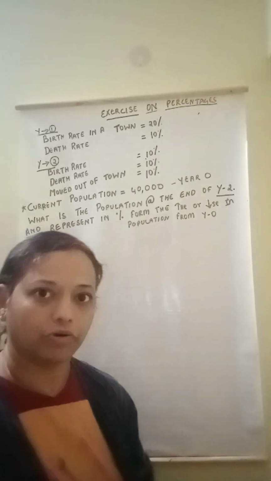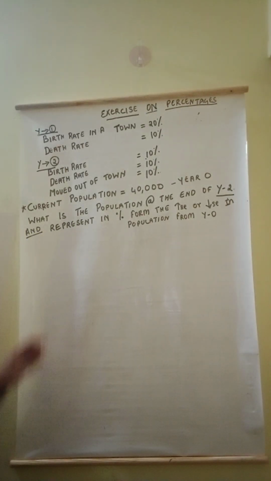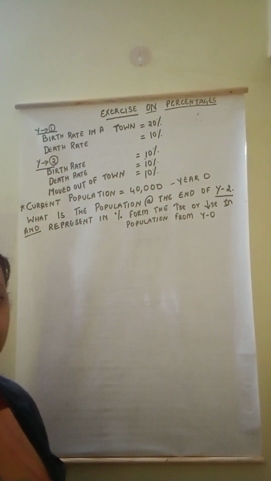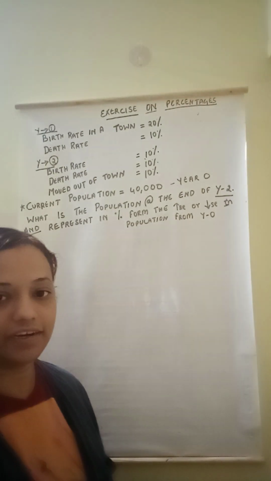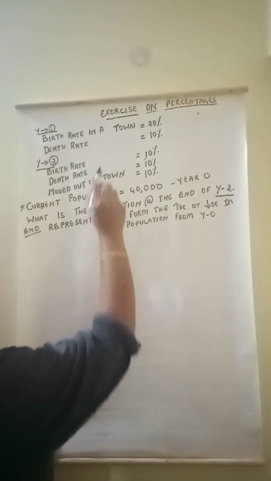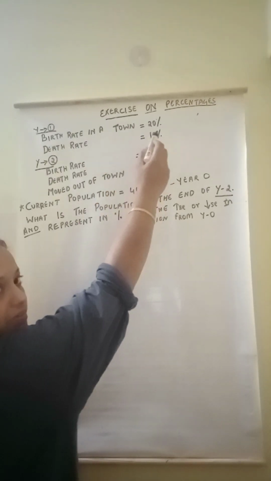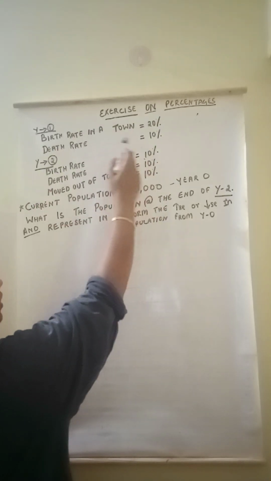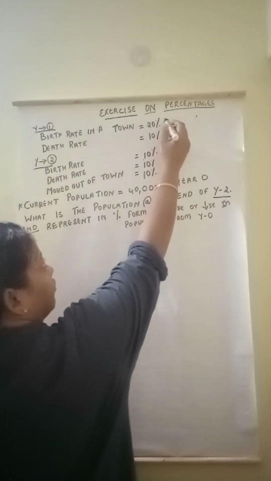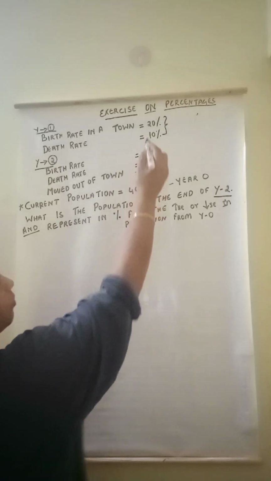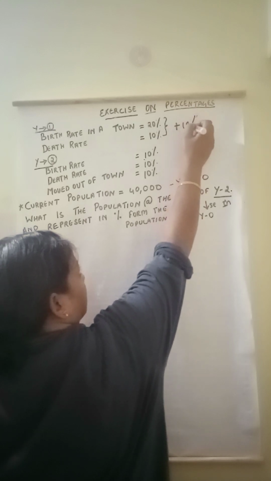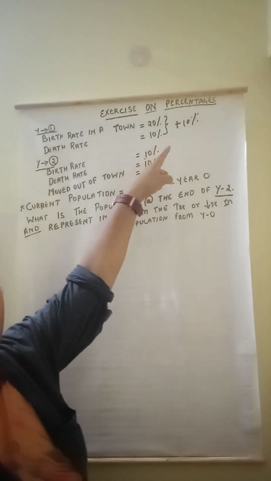So let's now get onto the board and do the exercise. I have written on the board all that is given. Birth rate means there is an increase in the population and death rate means there is a decrease in the population. So in year 1, the birth rate in the town is 20%, so the population has increased by 20%. Simultaneously, there is a death rate, so there is a dip in the population. So we have to find the difference of this. So plus 20 minus 10%, that is plus 10%. So in the first year, there is an increase by 10%.